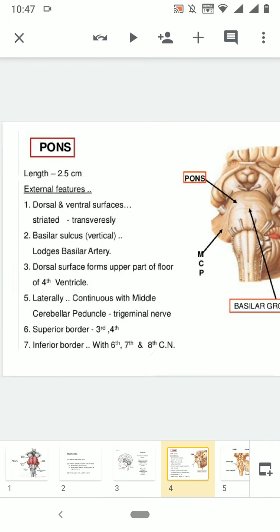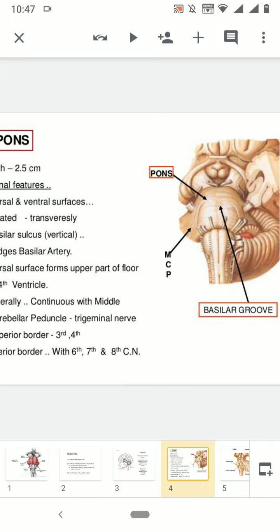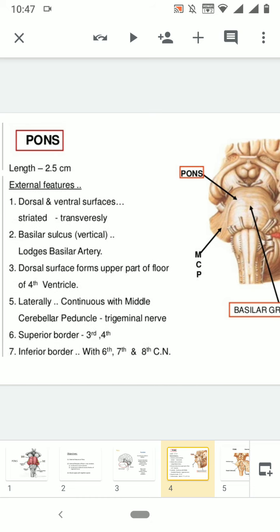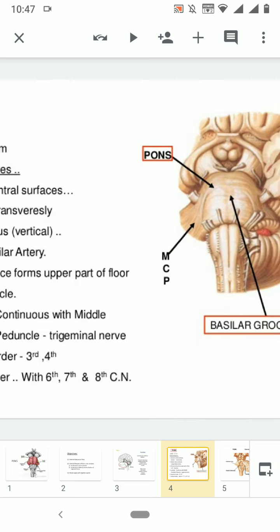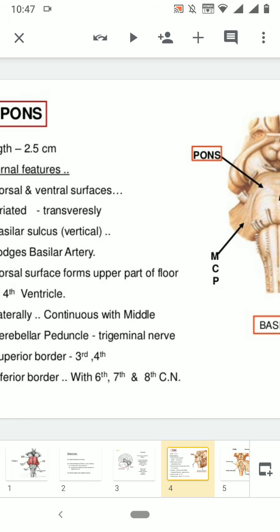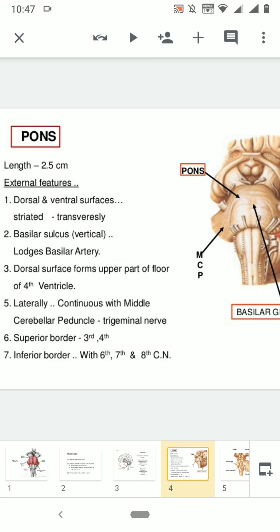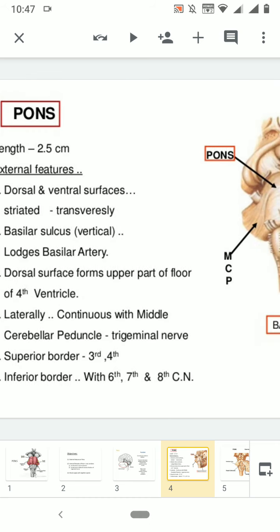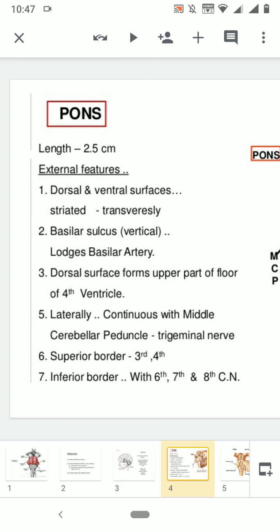Okay, now let's see the ventral surface of the pons. This is how the ventral surface looks. In gross, the pons is about 2.5 centimeters. It has dorsal and ventral parts, and the ventral surface is transversely striated because the fibers of one side are crossing over to the other side. So you have transverse striations. You have a groove in the median plane, and that groove is called the basilar groove or the basilar sulcus, and it lodges the basilar artery. And definitely its dorsal part, we will come to it in detail.